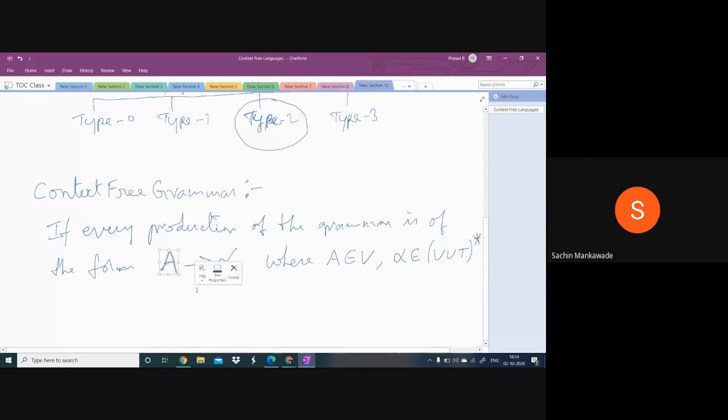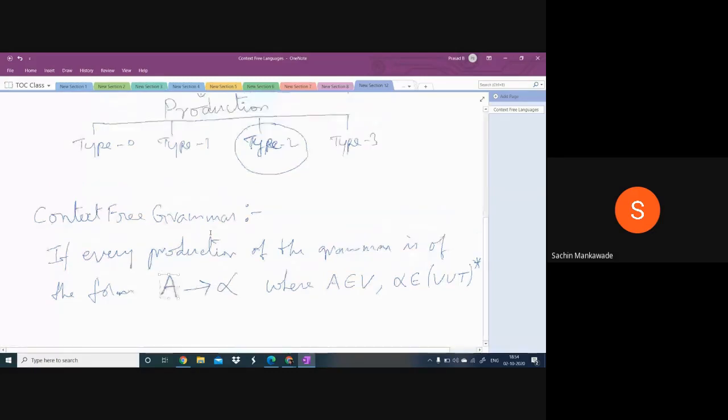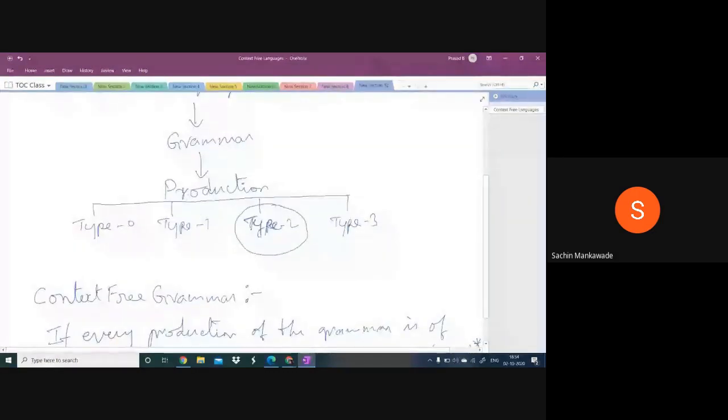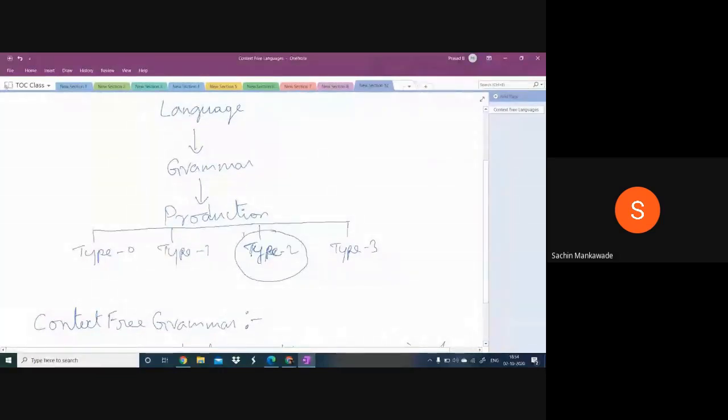Okay, copy this one. Copy this if you want, otherwise you can leave this. Anyhow, I'll tell you this at the end of the syllabus.